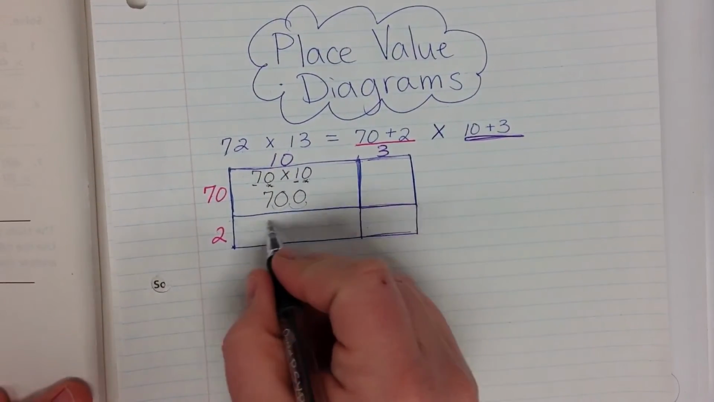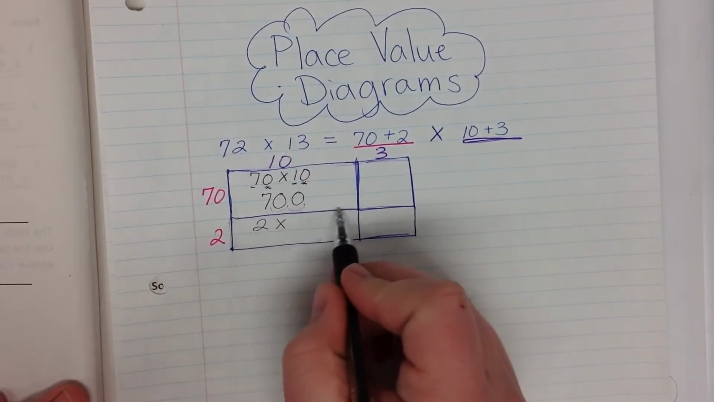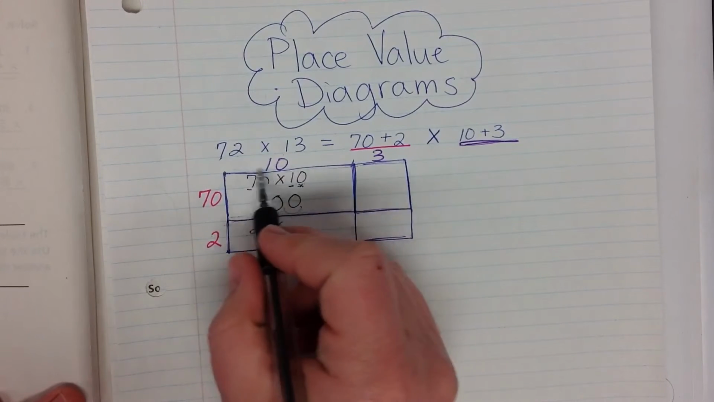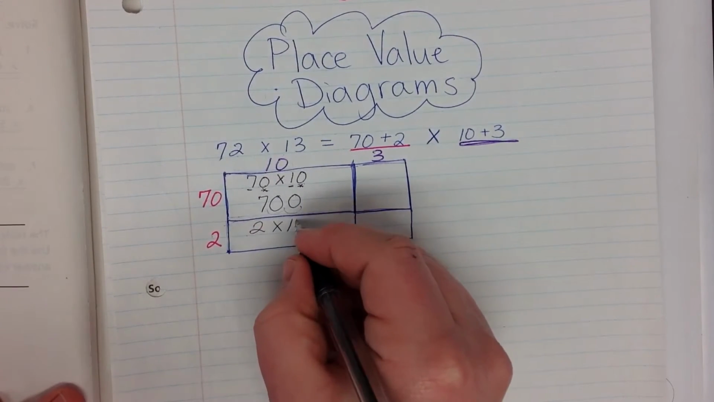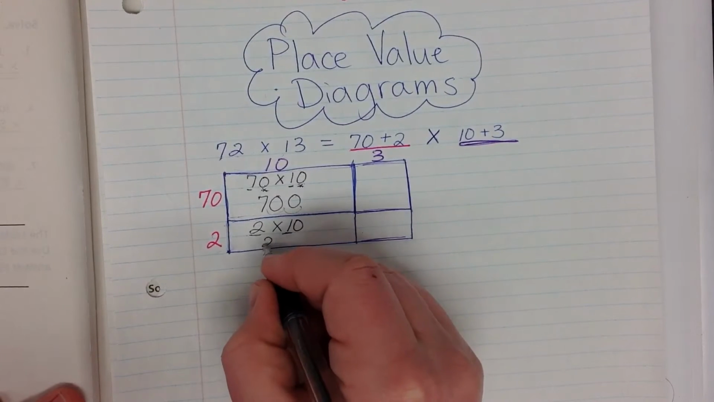Alright, second box here, we have 2 times, and then we know that if this line here and this line here are the same size, then that's 10 as well. So 2 times 10, and again, if we didn't know that, we could do 2 times 1 is 2.